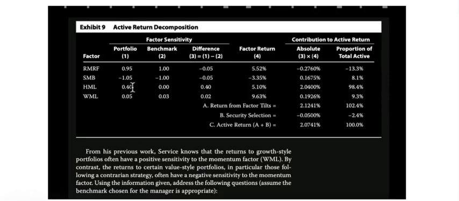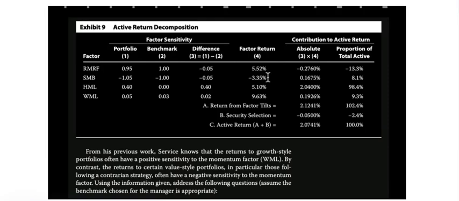Here's the big lean into value. So the portfolio is leaning heavily into the value factor, almost nothing on momentum that's really different from the benchmark. Gives you the differences here. Notice that they're all very small except for value. Here are the factor returns. Notice the negative sign for the factor return for small minus big. This is saying that large cap outperformed small cap.